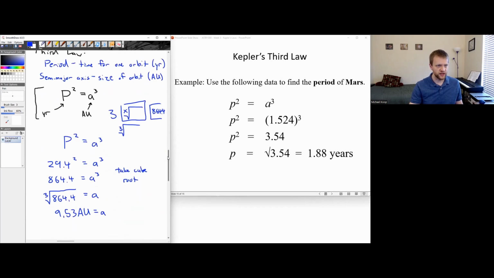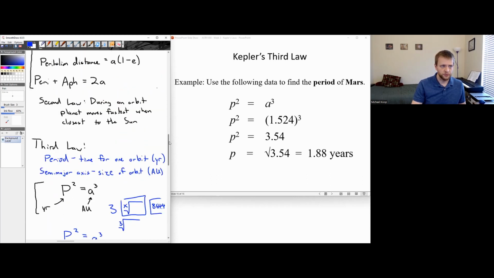Hopefully this gives a little bit of an introduction into how to use Kepler's law. If I know the semi-major axis, I can find the period of the motion, or if I know the period of the motion, I can work backwards and figure out what that semi-major axis is. So that's where we'll end off this discussion on Kepler's laws for now.